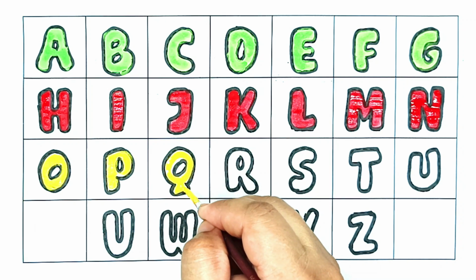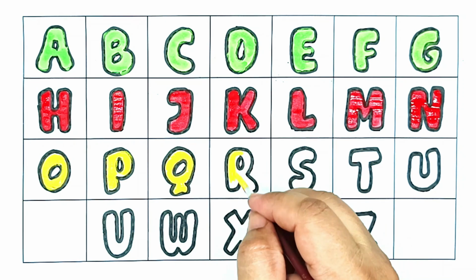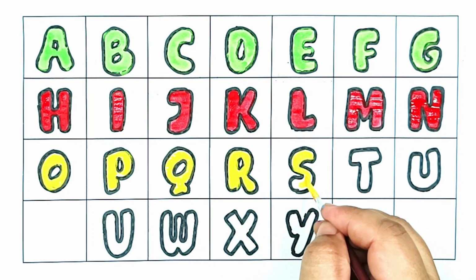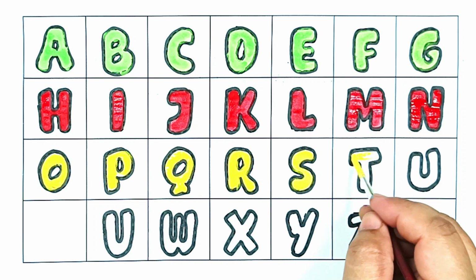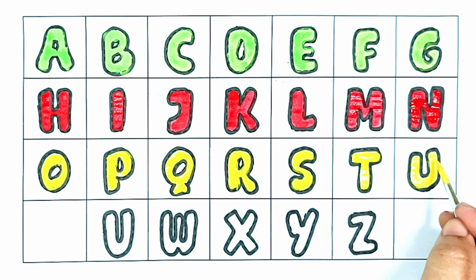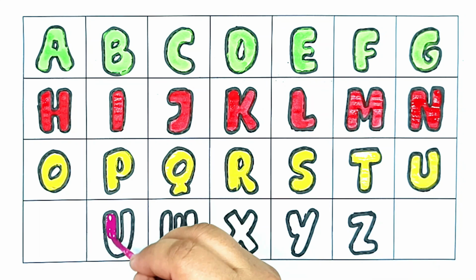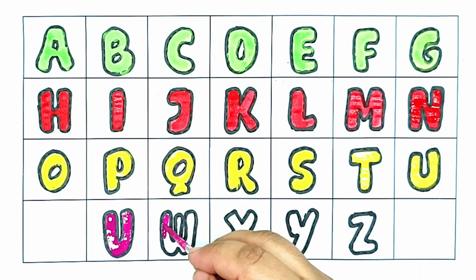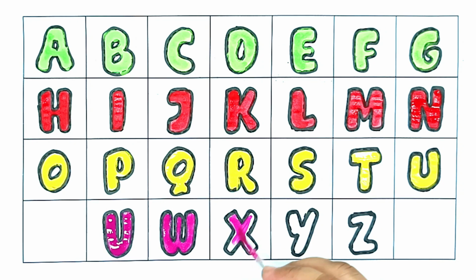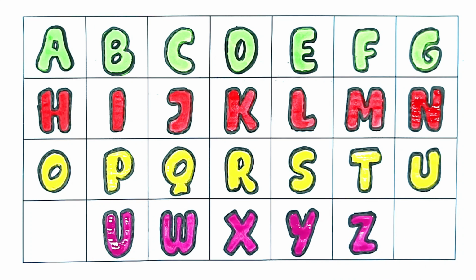Q for queen, Q for queen, R for ring, R for ring, S for star, S for star, T for train, T for train, U for umbrella, U for umbrella, V for van, V for van, W for watch, W for watch, X for xylophone, X for xylophone, Y for yacht, Y for yacht, Z for zebra, Z for zebra.